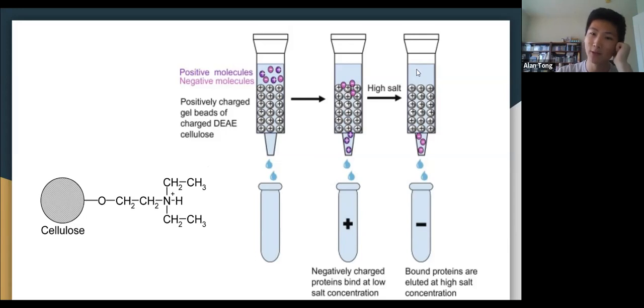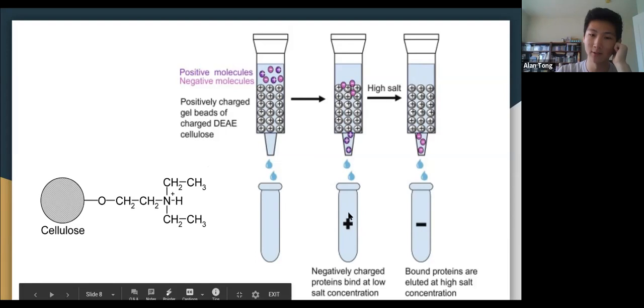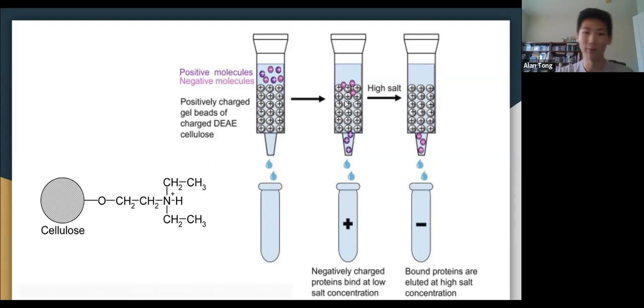Now, my question to you guys is, all right, great. Now we have our positively charged proteins, and we can discard that. But how do we get our negatively charged proteins out? We want to purify it. We don't want it stuck in the column. How do we get it out? Feel free to answer in the chat. Remember, our negative proteins are stuck to the column. How do we get them out? We want to purify it. We want to separate it out.